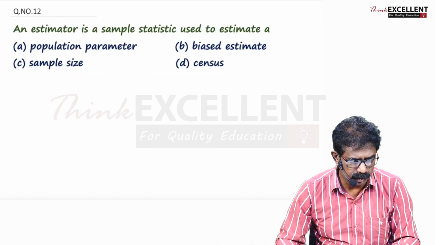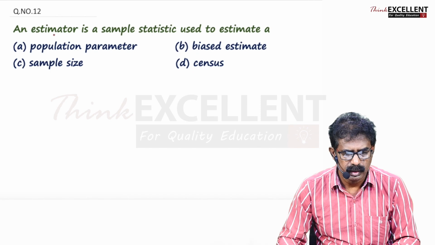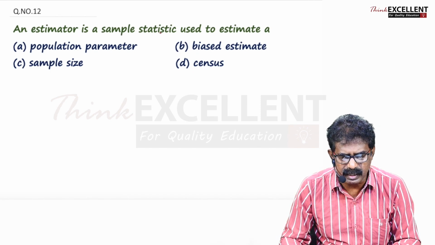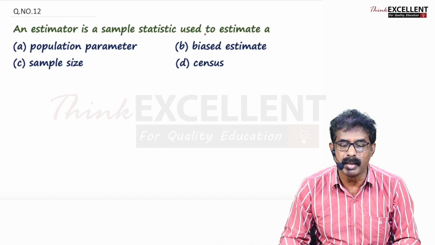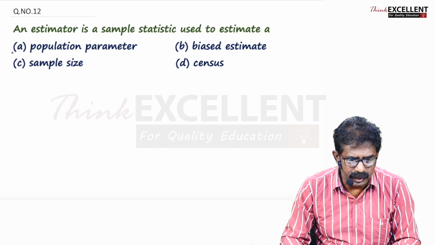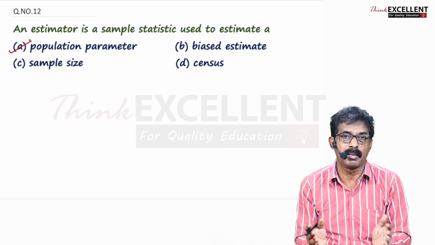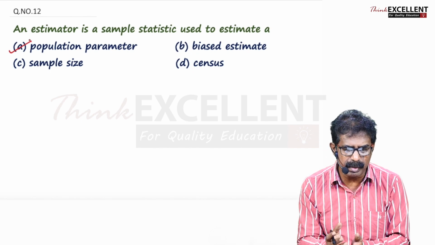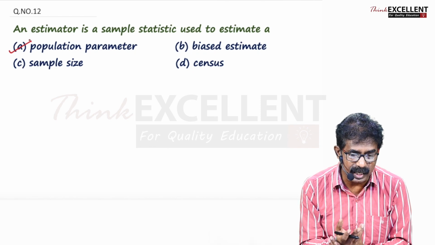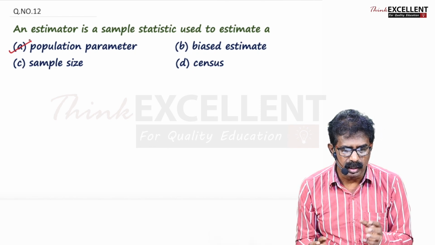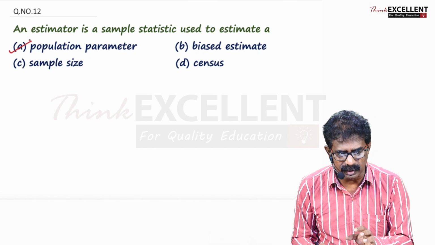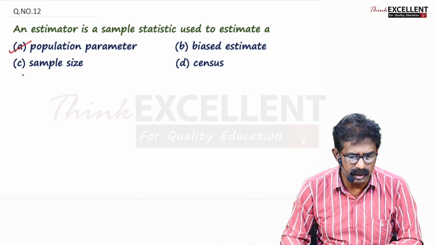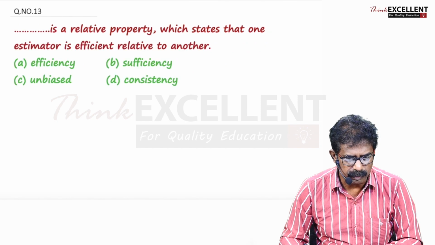Now question number 12. An estimator is a sample statistic used to estimate a population parameter. The population parameter may be the population mean or population standard deviation, right? To estimate that, the sample statistic is used. An estimator is a sample statistic used to estimate a population parameter.